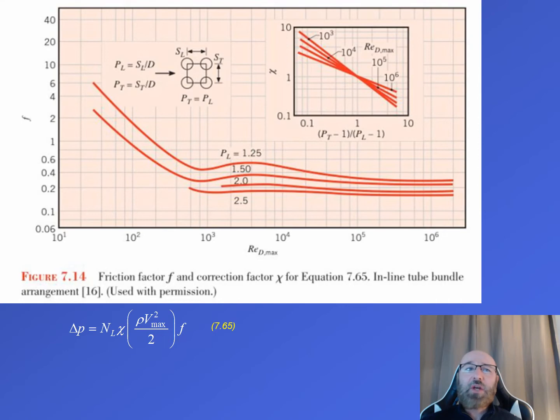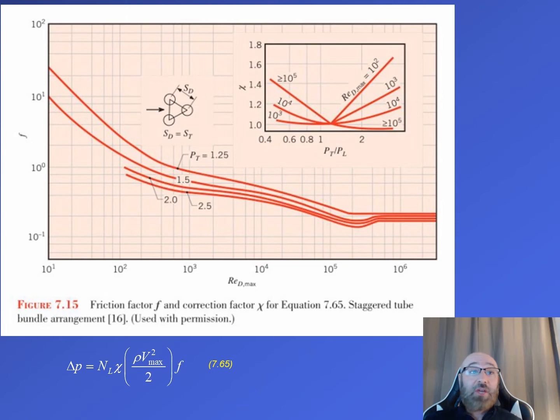So now let's take a look at our figure 7.14. In this figure here, we have our friction factor and our correction factor. We can see our friction factor over on our y-axis, and we can see our correction factor on this small graph inside of our larger graph. Now these relate back to our equation 7.65 that we looked at earlier, and I've included down below here. And this is for an inline tube bundle arrangement.